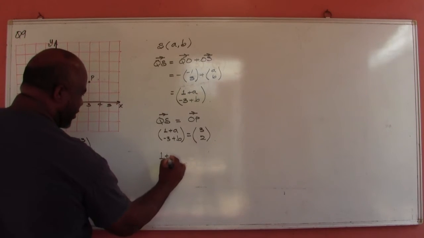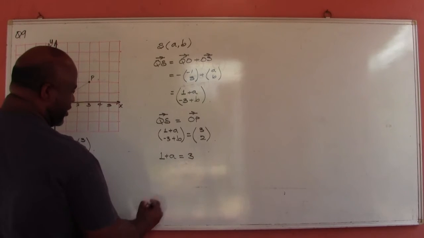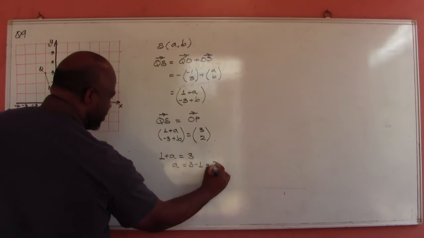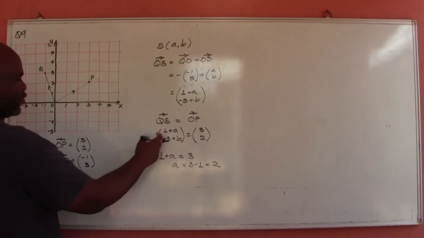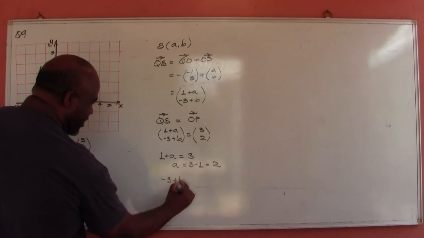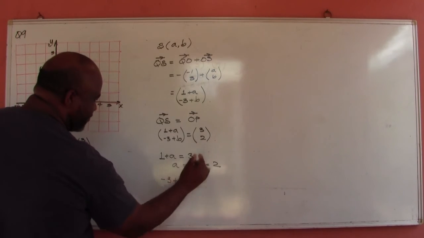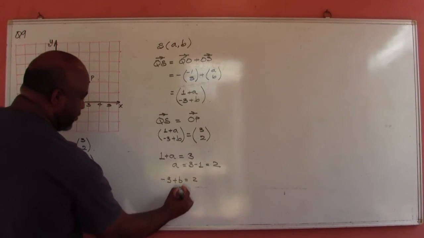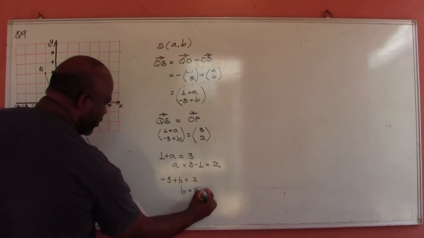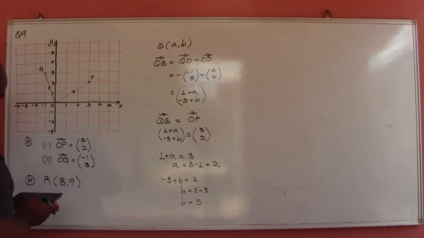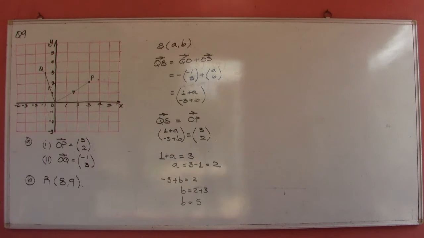So 1 plus a must be equal to 3. So a would be 3 minus 1, which is 2. Positive 1 goes over and becomes negative. Minus 3 plus b would be equal to 2, and b would be equal to 2 plus 3. b would be equal to 5. So a is 2 and b is 5.